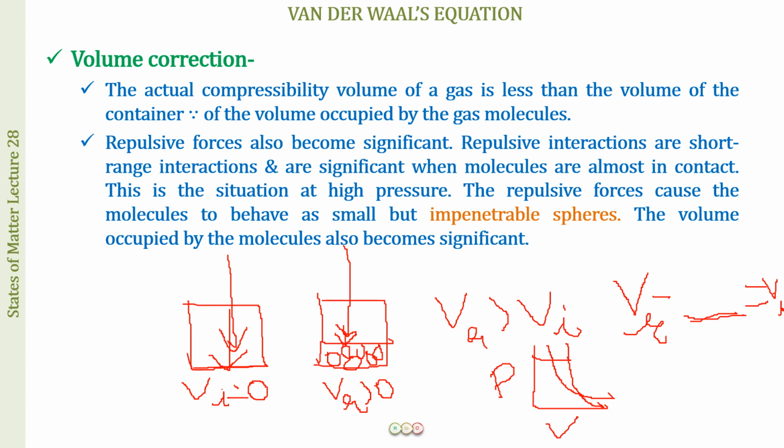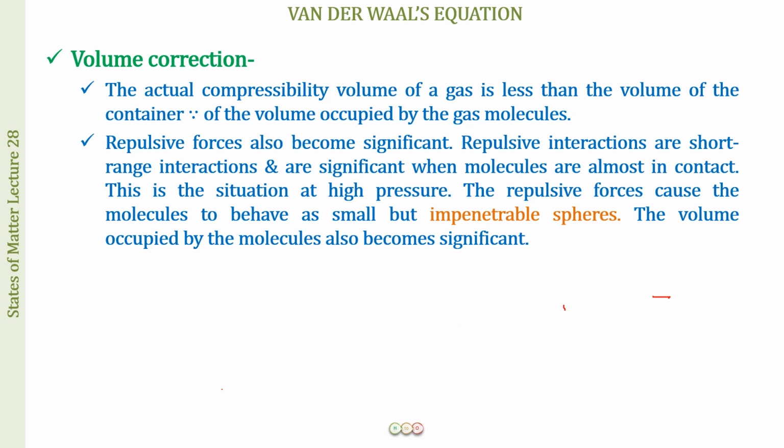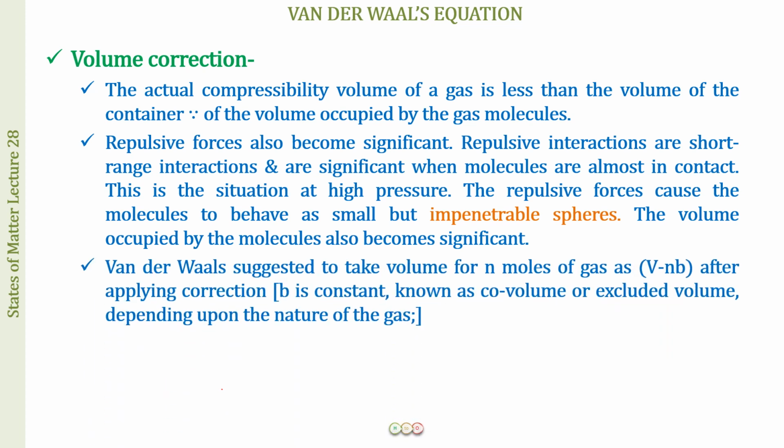I'll just rub this out so that I can write out the remaining lines. So van der Waal suggested taking the volume for n moles of the gas as V minus nb. This b is the constant which is known as the co-volume or excluded volume. This is for one molecule, and when it is for n moles, we will be doing this as V minus nb, and this is going to depend upon the nature of the gas.